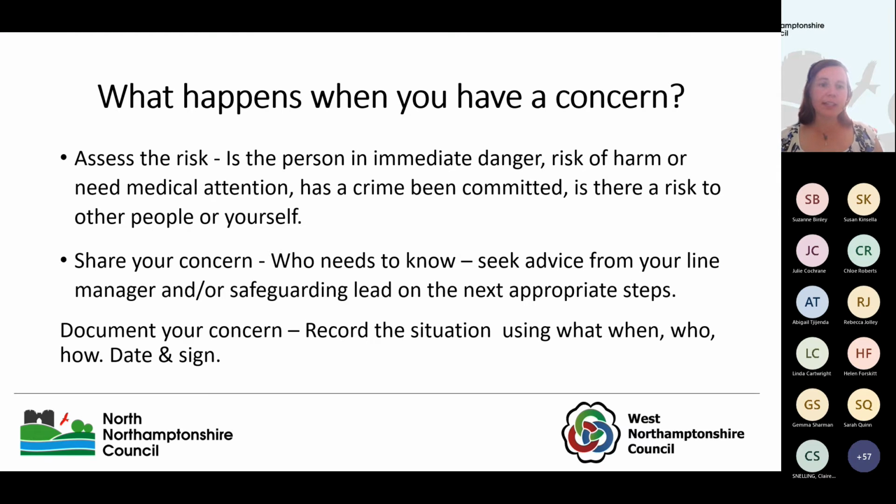And then you need to make sure that you document their concerns. So record the situation using what, when, who, how, date and sign. We'll look into that a bit more on the next slide, but make sure you've got everything documented, dated and signed.